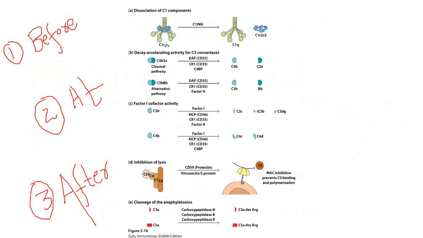Whenever you write regulation of complement system, the complement system can be regulated at three levels. Level 1, before the assembly of C3 convertase. Level 2, at the level of C3 convertase. Level 3, after the formation of C3 convertase.